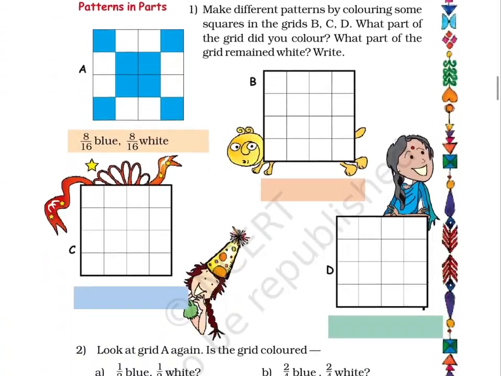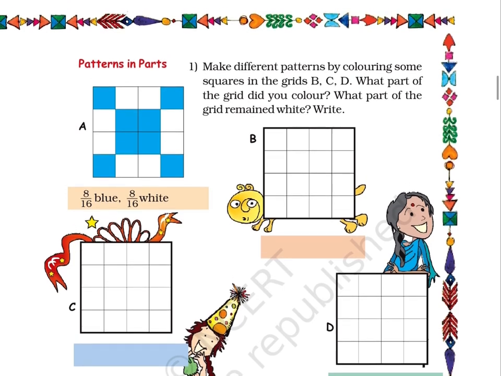Page 57. Patterns in parts. There are 4 different grids shown here as A, B, C and D. All of them have white squares, except for A, in which we see some blue squares also. And we know that 8 by 16 is blue and 8 by 16 white, as has already been mentioned in a blank box below the square.